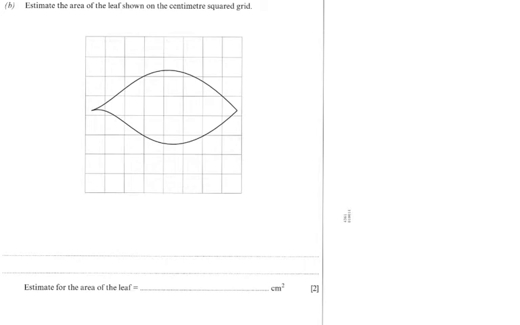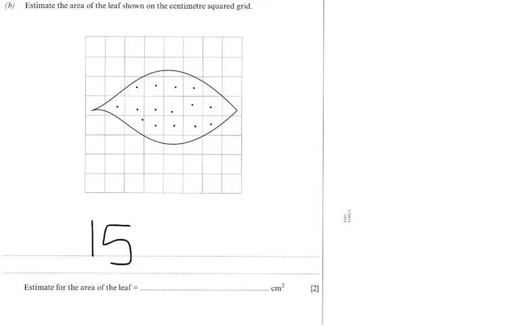So show the examiner you have counted and not calculated. Okay, so put a little dash or a mark in each one. So that's 1, 2, 3, 4, 5, 6, 7, 8, 9, 10, 11, 12, 13, 14, 15. Okay, so I count that to be 15 squares. Okay, the examiner can see that I've counted because I've put these little dots in here.